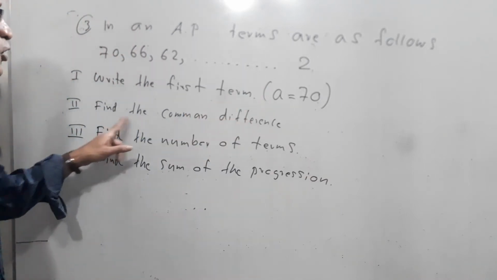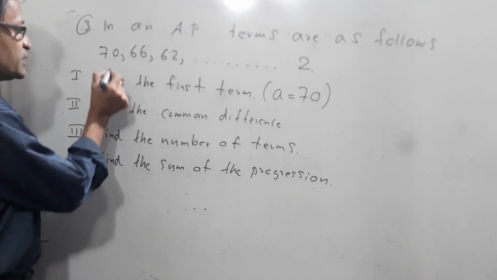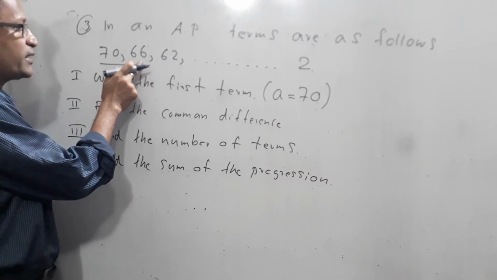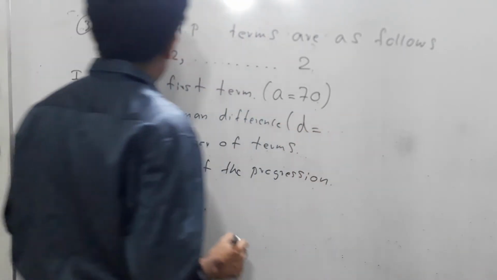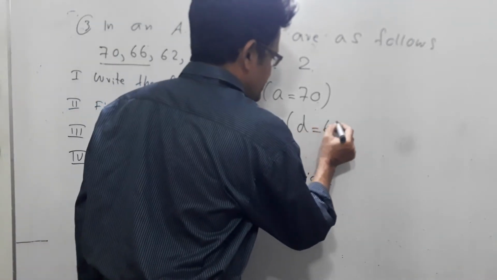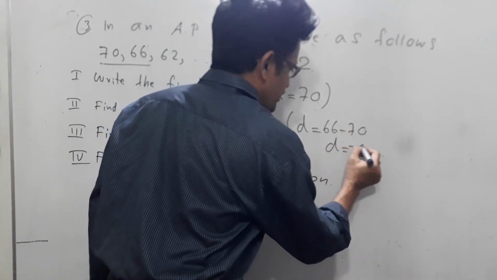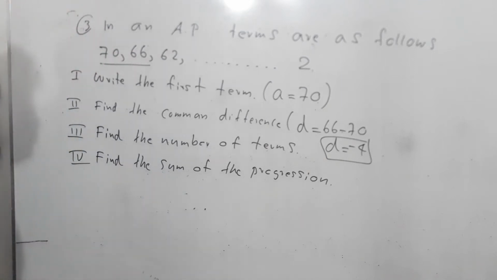Second, they ask, find the common difference. Common difference, how are we going to find? We have to take two consecutive numbers, one after the other. From the second term, you have to subtract the first term. So common difference, I take D. D equal what? If you take this 66 minus 70, that means D equal what? Minus 4. Common difference equal minus 4.